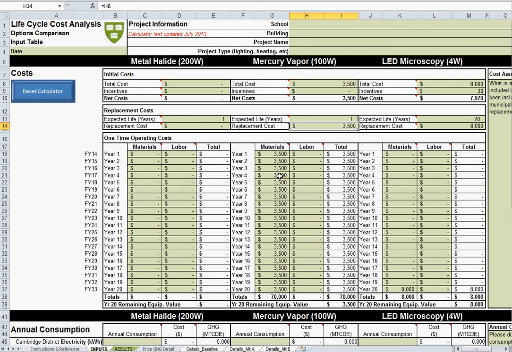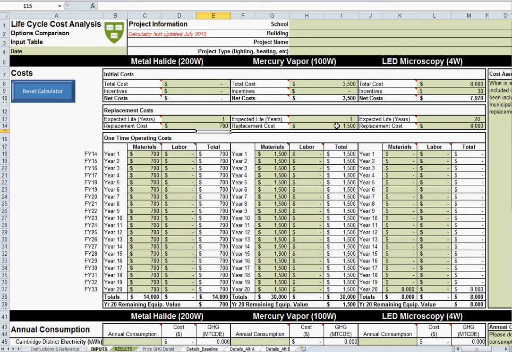Now, you'll see too, when I hit the mercury vapor, it automatically inserted $3,500, because that is what the total cost was, and it's automatically duplicated here. You can overwrite that though, which is what we're going to do, because we're not actually replacing the full system. We are replacing just the lamps, but these lamps happen to be about $1,500 a piece. So there's a very significant cost there for the mercury vapor. The metal halide lamps are less expensive, but they are about $700 a piece.